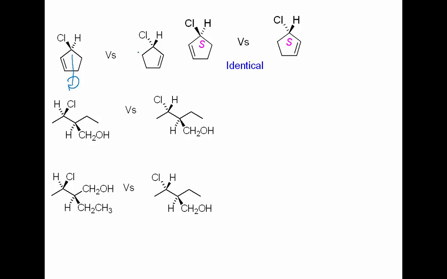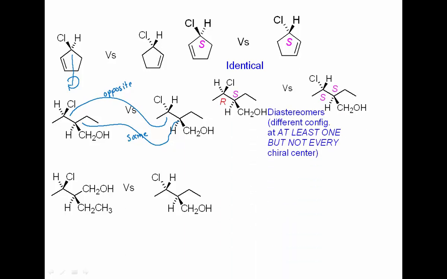All right, what about these two? If we go here to here, they're opposite. If we go from this chiral center to this chiral center, they're the same. There's also no possibility for this compound to be a meso. And thus, if they're different at one chiral center but not the other, they have to be diastereomers, different at least one but not every chiral center.